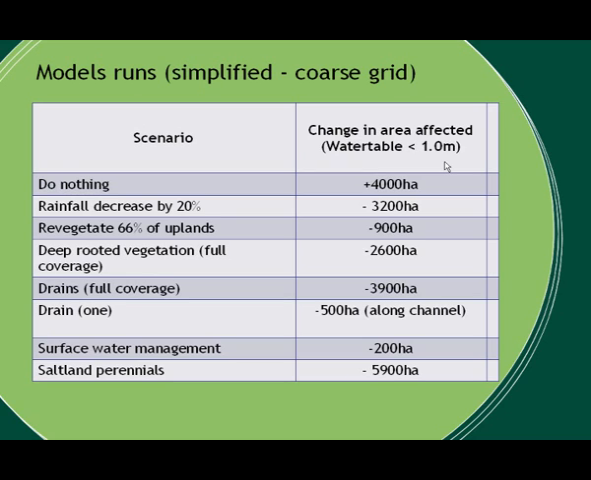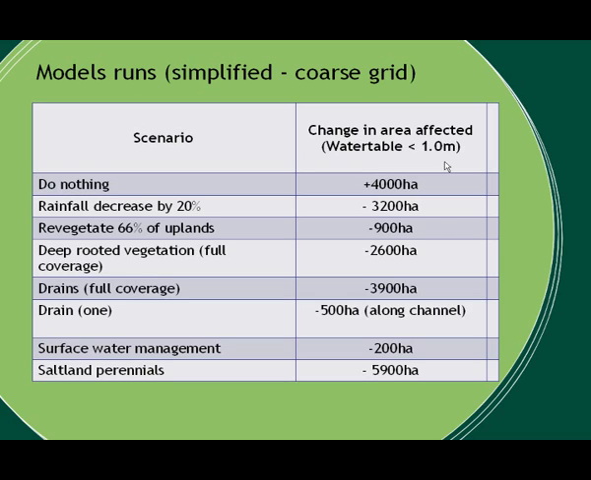However, if we revegetated two-thirds, or 66%, of all the uplands in that catchment where the water tables were deep, we would only reduce that final area forecast with a shallow water table by 900 hectares. In other words, we would have 7,100 hectares with a shallow water table. And we'll come to why that is the case in a minute. The main reason is that all the valleys with the shallow water tables are not revegetated in that example, and they still continue to fill.